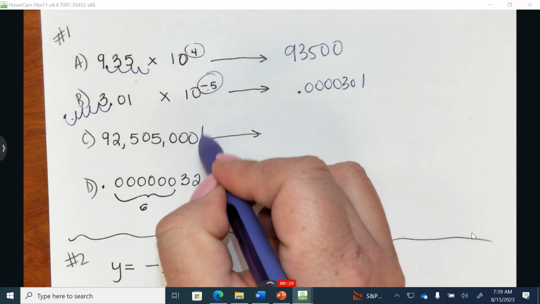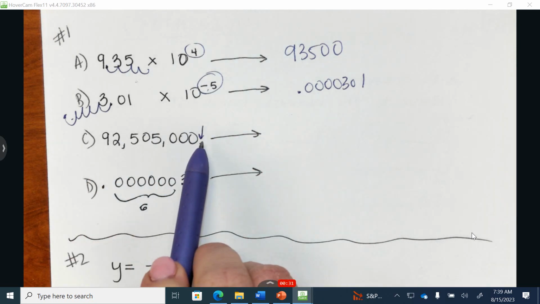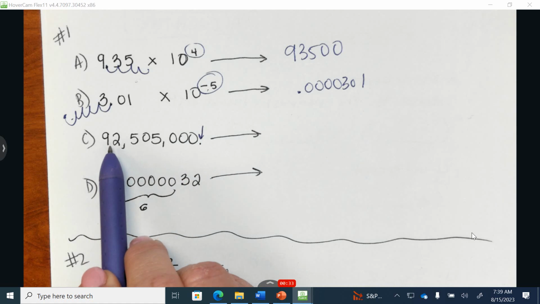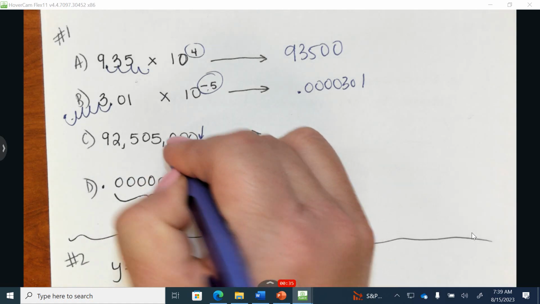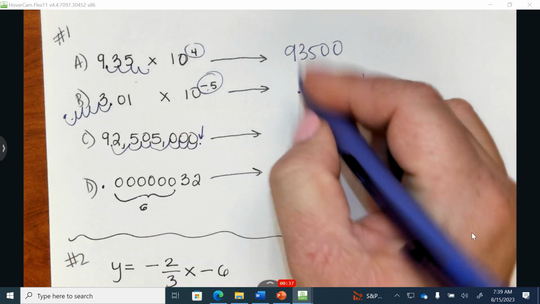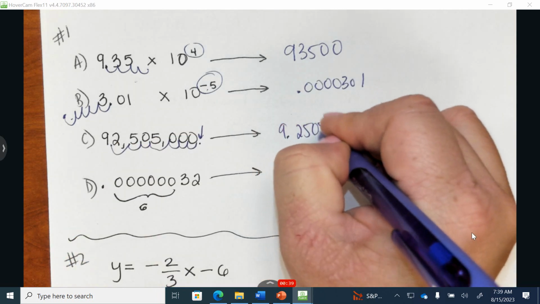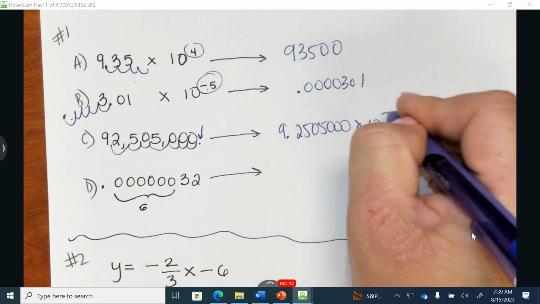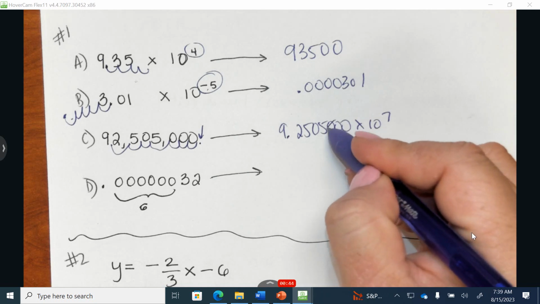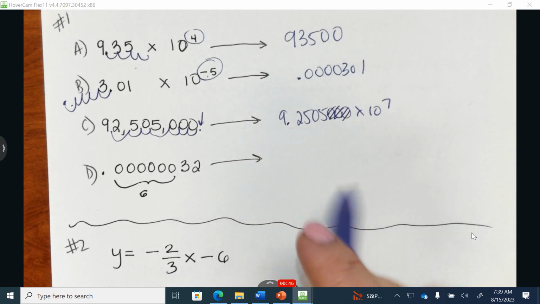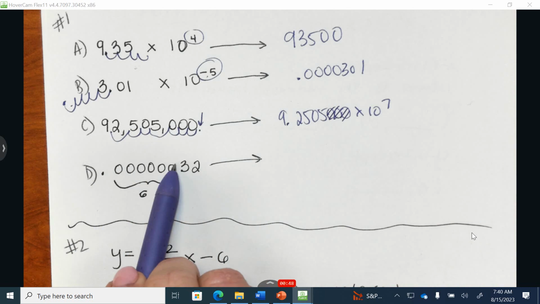Where is the decimal? It is hiding in back. And I'm going to move it all the way to the left until only one non-zero number is in front. 1, 2, 3, 4, 5, 6, 7. And it's not necessary, if these are all zeros, to put them on. I would not count it wrong if you do have them. All right, so there are 6 zeros here.